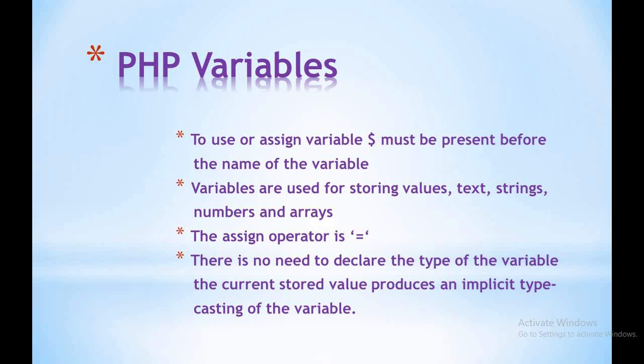The same way here, without a data type, or with a separate data type, we can use it as var. Then PHP declares the variable. For example, the dollar symbol must be present before the name of the variable. The variables can store values, text, strings, numbers and arrays. With the help of the assignment operator, we can assign the values. There is no need to declare the type of variable. The currently stored value produces an implicit typecasting of the variable, so there is no need to declare the data type in PHP variables.